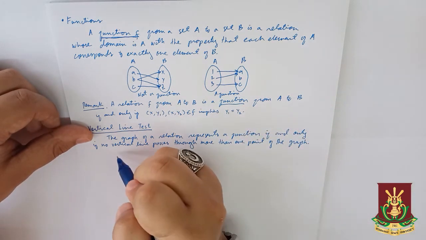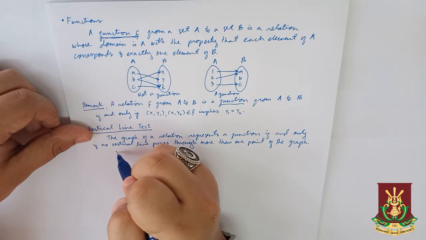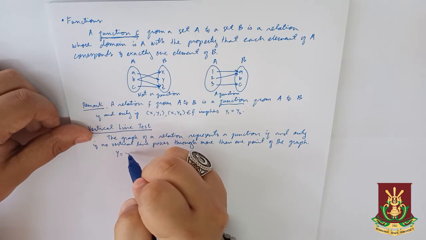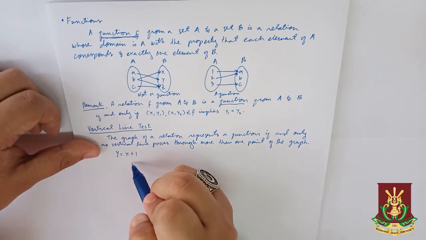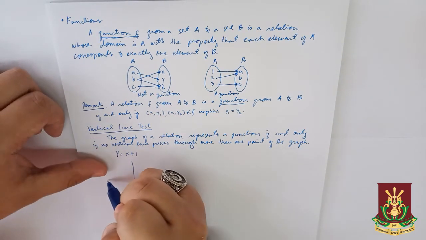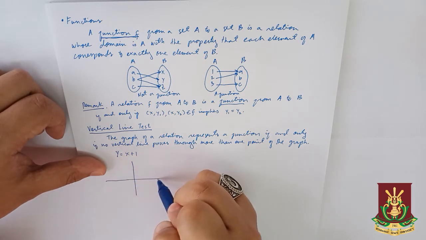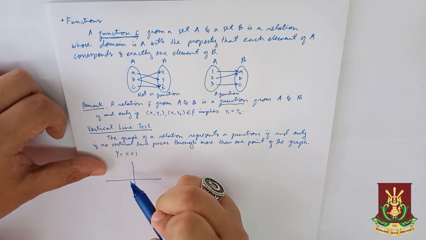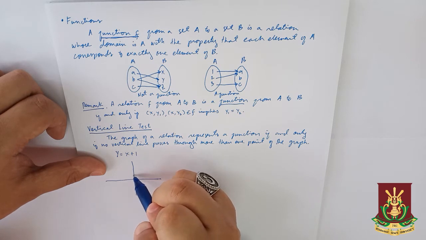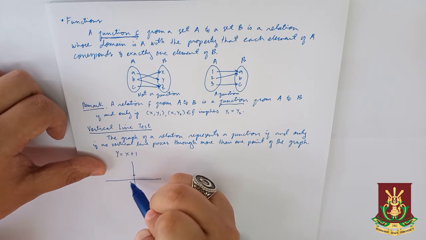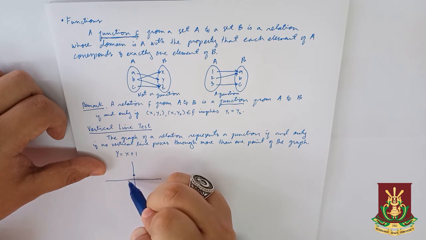For instance, let us consider the equation y equals x plus 1. Notice that this can be graphed in the Cartesian plane as a line which passes through the points (0, 1) and (-1, 0).